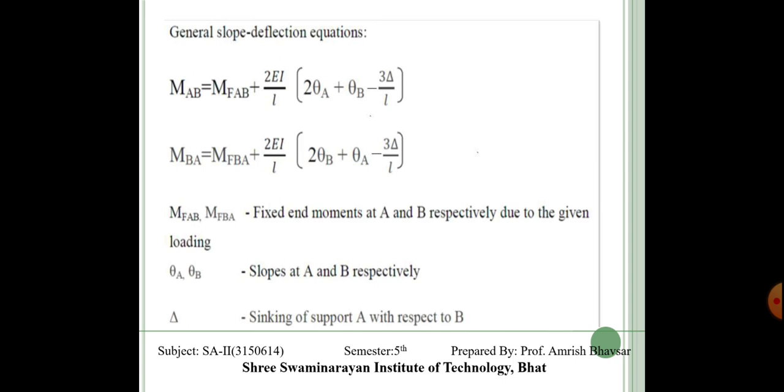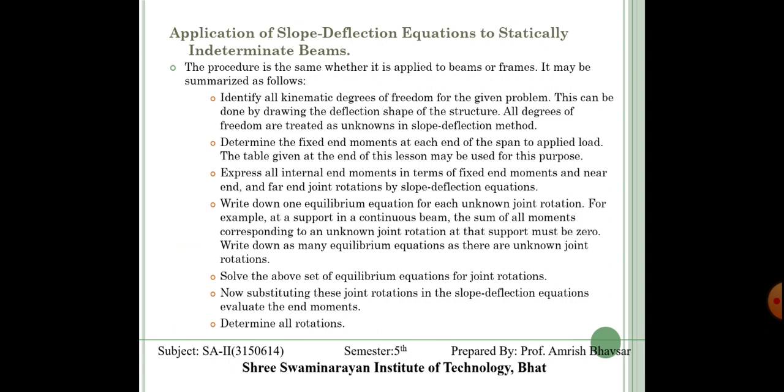Rotation at support: if our support is simple, then rotation at A or rotation at B is there. But if the support is fixed, then theta is 0. Here deflection is also there, delta. What is that delta? If our support is sinking due to force, then delta is there, otherwise delta is 0.